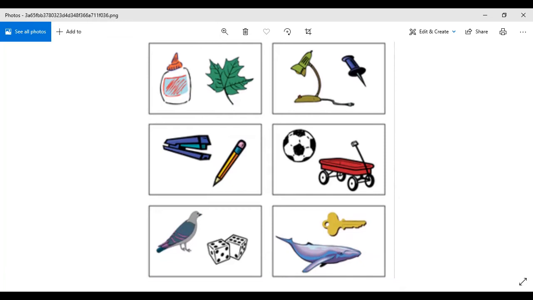Okay. Ahmed, you tell me which one is heavier, the pigeon or these dice? Yes. Which one is heavier? Pigeon. Very well done. Okay. You tell me which one is heavier, a leaf or a glue box? A glue box. Excellent. Okay. Who is left? Okay, Amna, you tell me which one is heavier, a stapler or a pencil? A stapler, definitely. Okay, very well done.